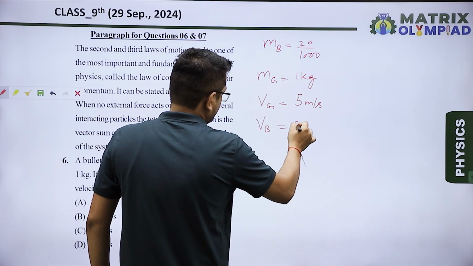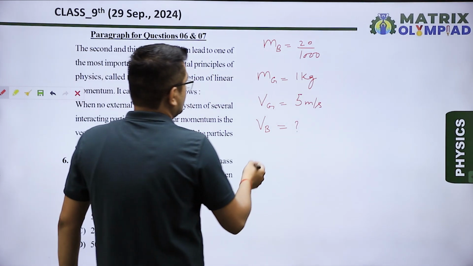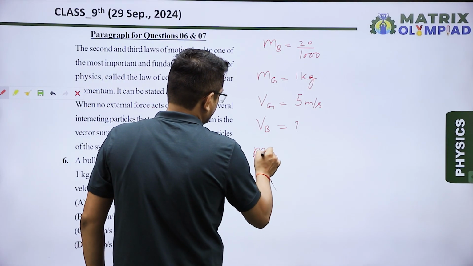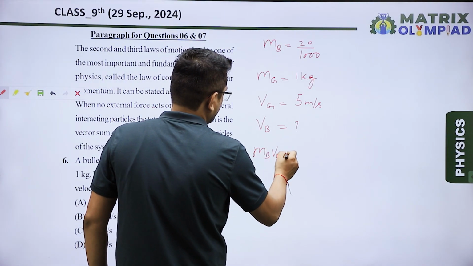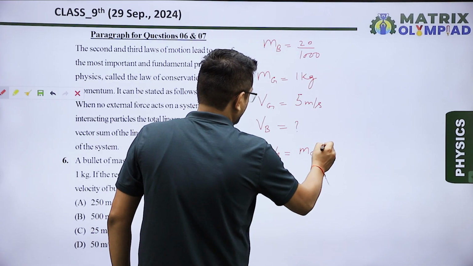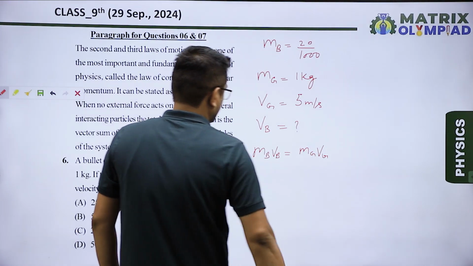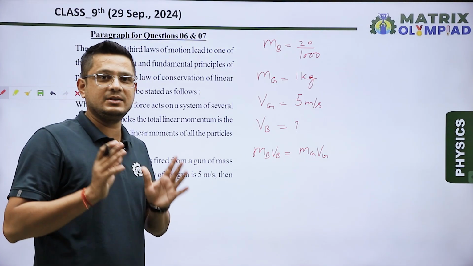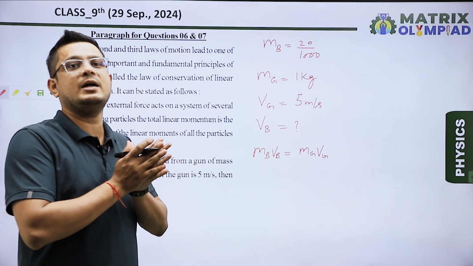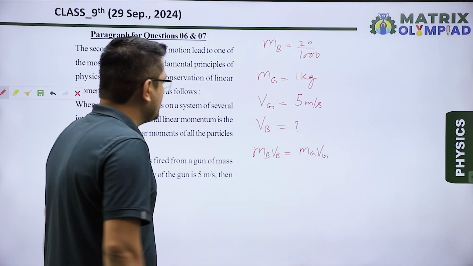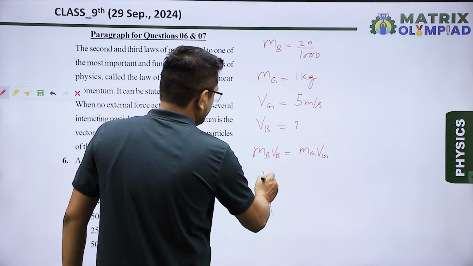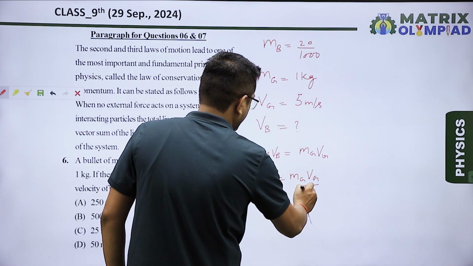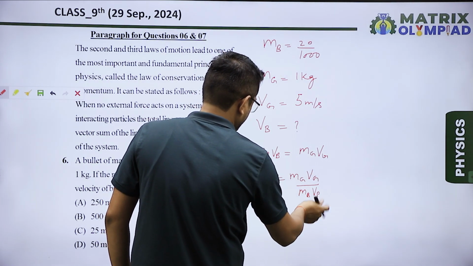So by using the conservation law of momentum, initial momentum should be equal to final momentum. In that case, we get the formula mb vb is equal to mg vg. Okay. So this is the magnitude. I am neglecting the negative sign. The negative sign represents that the direction of motion of the bullet is opposite to the direction of recoiling of the gun. Okay. So we have to find the value of Vb, which is equal to mg Vg divided by mb.